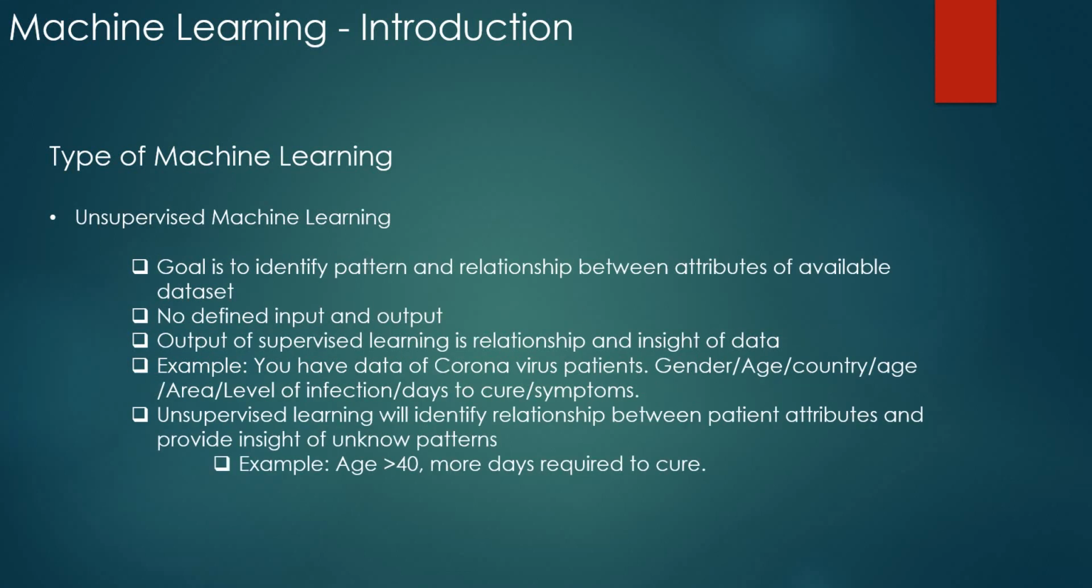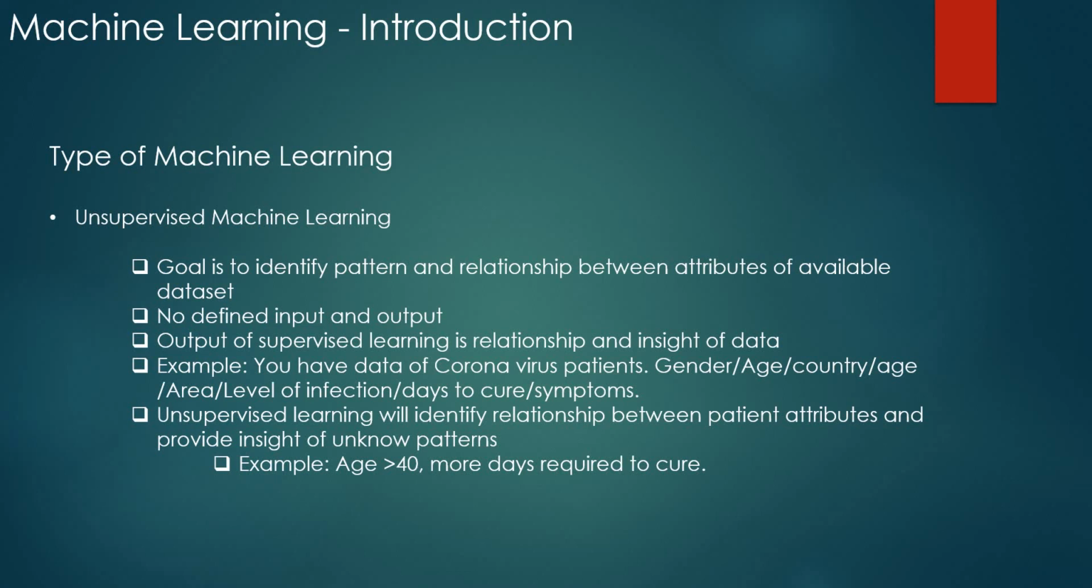The second is unsupervised machine learning. The major difference between supervised and unsupervised is that in unsupervised learning, the goal is to identify the pattern and the relationship between the attributes of the available data set. So the input and output are not known. In the previous case, we knew these were the inputs of my employee data and the output was the salary, so the input and output were very clear. In this problem statement, the input and output are not there. The goal of unsupervised learning is to understand the relationship between the attributes and get more insight and patterns about the data set.